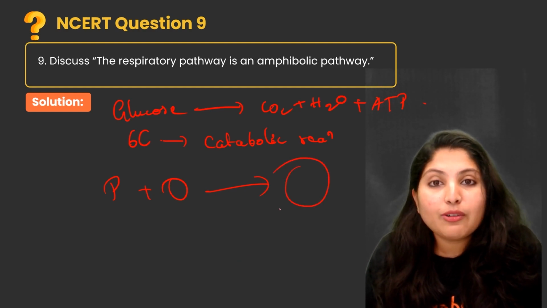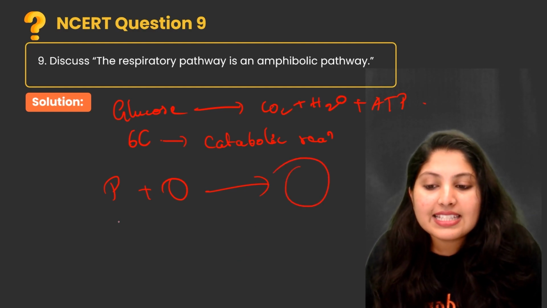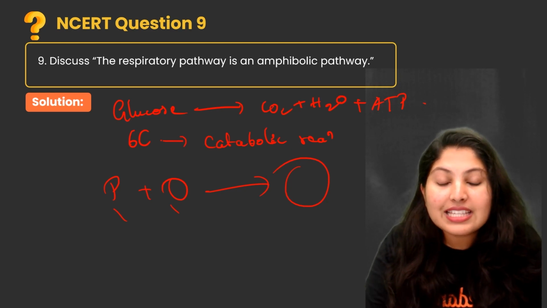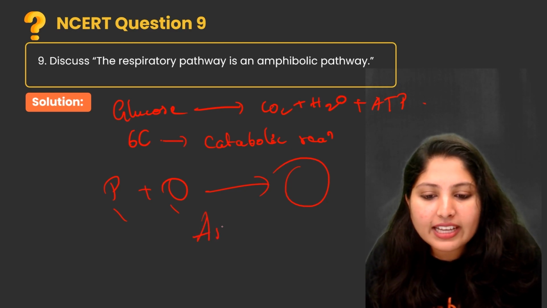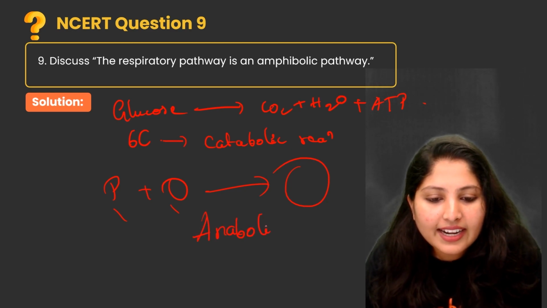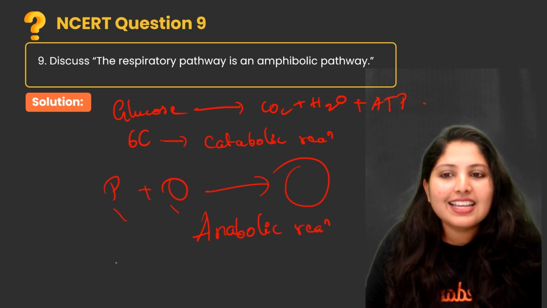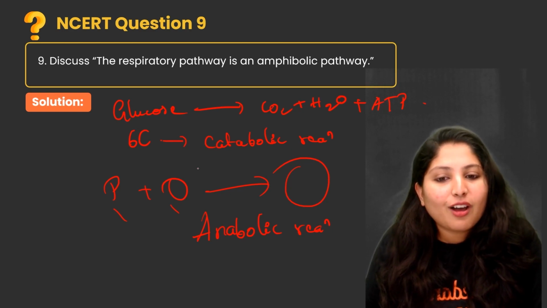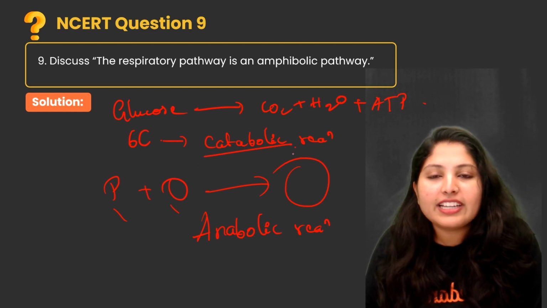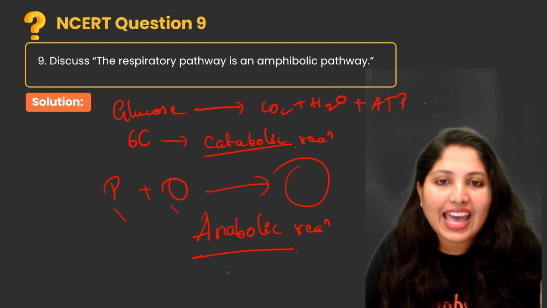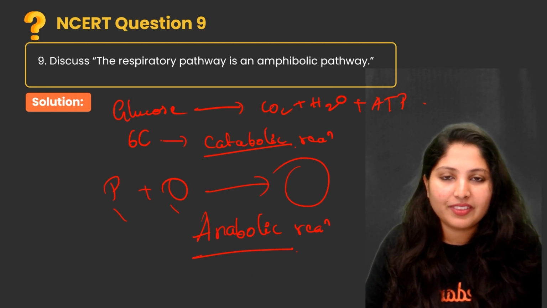So during that, two simple molecules combine and a larger molecule is formed. This reaction is known as an anabolic reaction. Hence, in respiration, we can see both catabolic reactions and anabolic reactions. Hence, it is known as an amphibolic pathway.